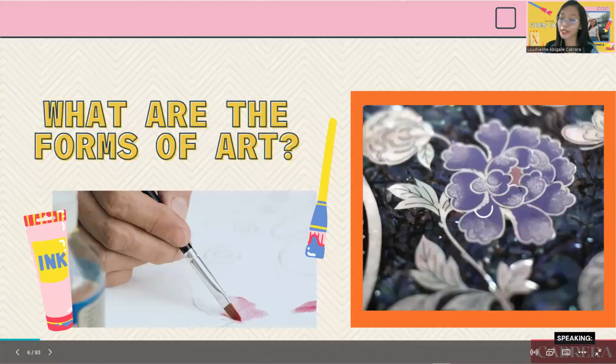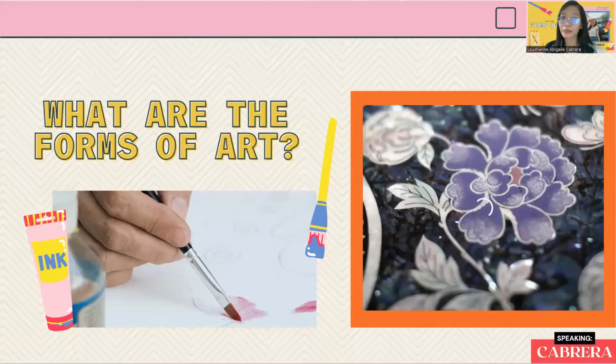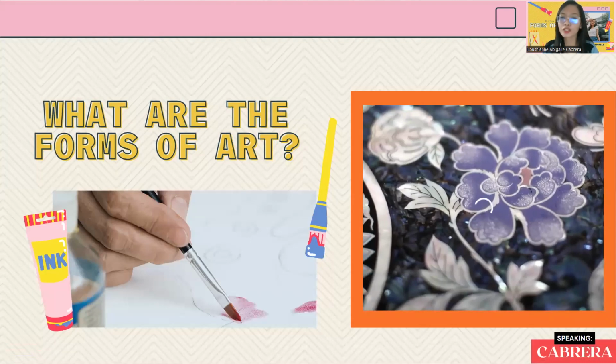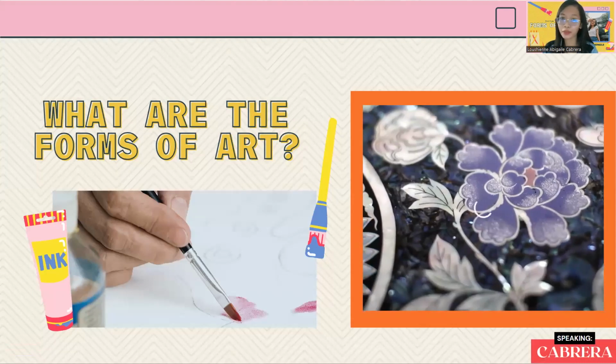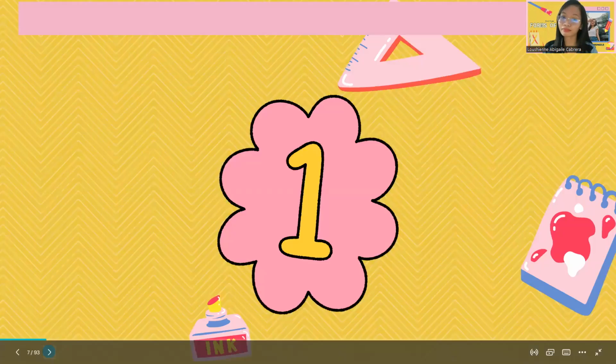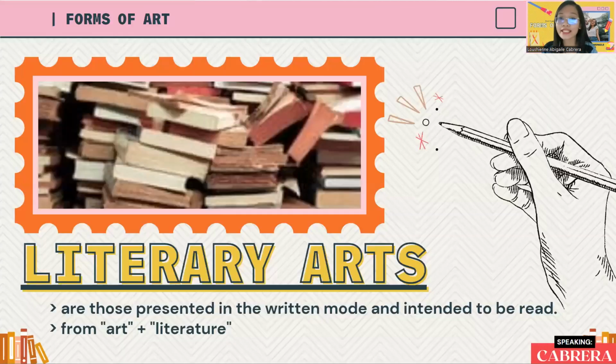Madaming type ng art, and para mas madali nating ma-process ang mga ito, a breakdown will surely be helpful for us. So, ano nga ba ang iba't ibang uri ng art? Number 1, we have the literary arts. It says here that literary arts are those presented in the written mode and intended to be read.